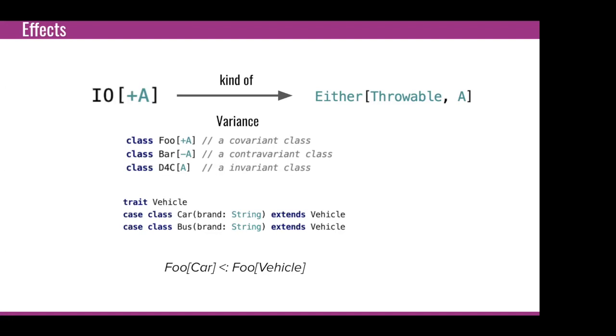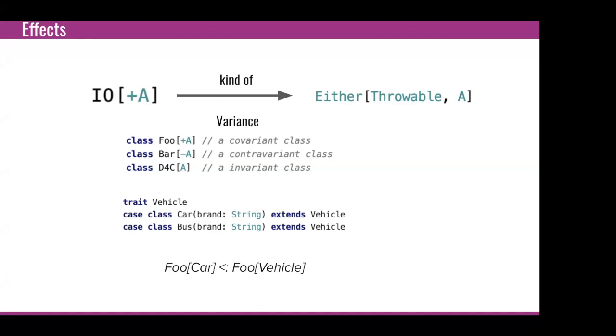So also basically we use IO to represent a side effect using just an immutable value. I also want you to notice this plus sign before an A, because this is how we express variance in the Scala language. The variance refers to how a subtype relationship between more complex types relates to the subtype relationship between their components. So what does it mean?